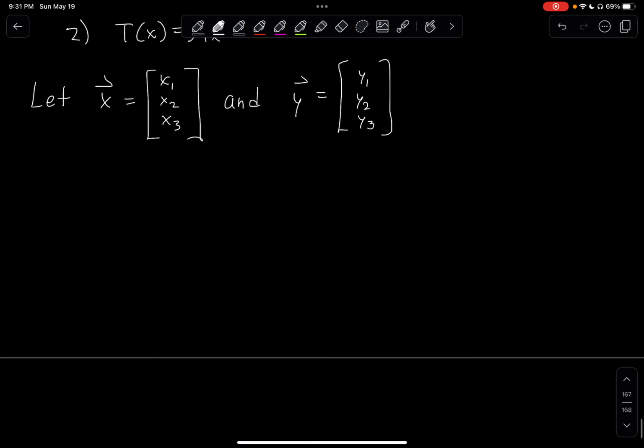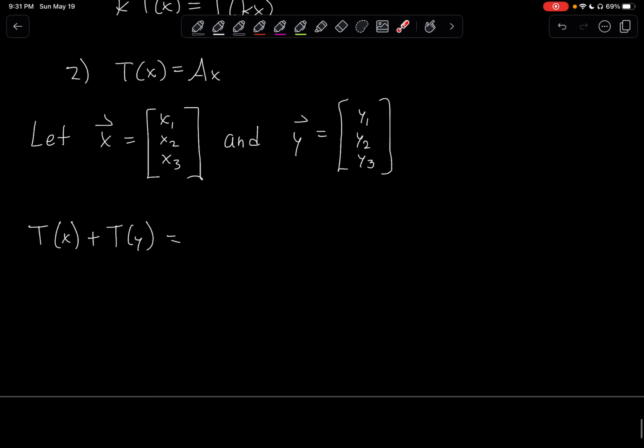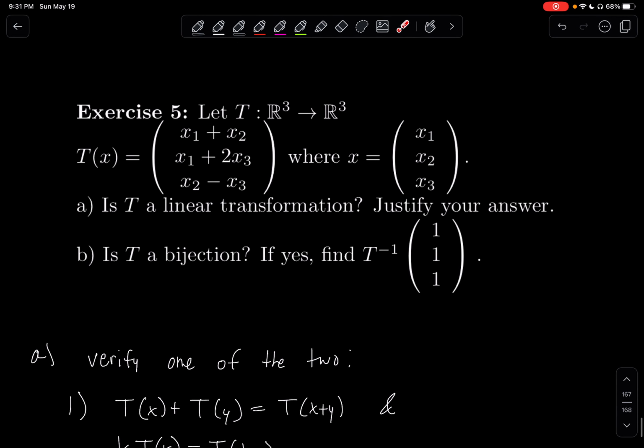Okay, so let's take T of x. So I got T of x. What is that going to equal? Actually, here I'll just do it in one sort of step. So what is T of x plus T of y? What is that going to give me? Well, I have to actually use my transformation in order to figure that out. So let's go over here and see what's happening.